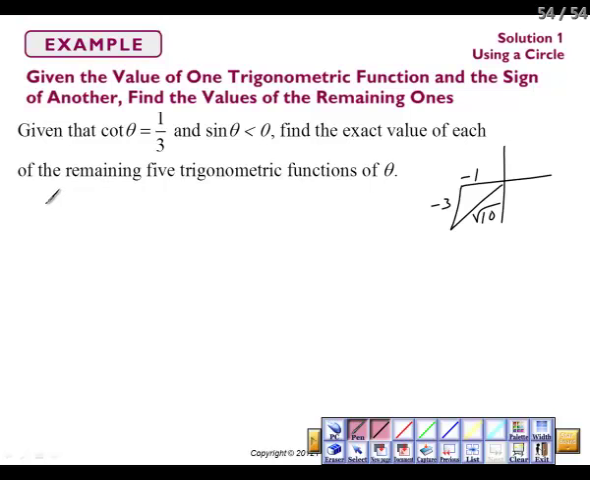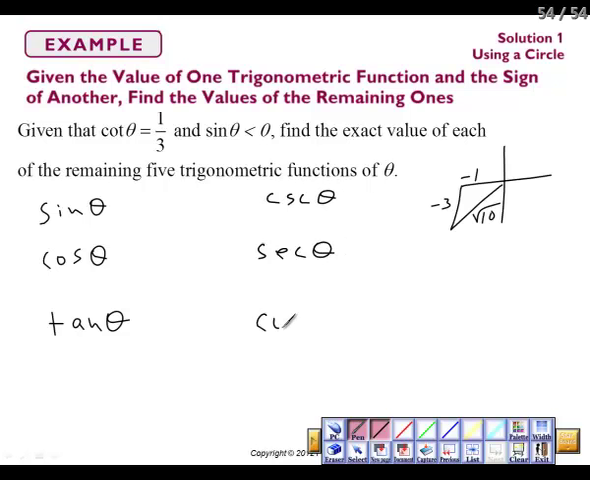And so we need sine theta, cosine theta, tangent theta, and cosecant theta, secant theta, and cotangent theta. Okay, we know cotangent, we already said, was 1 over 3 because that was given. So tangent must be the reciprocal, right? So that would be what? Should have said 3.